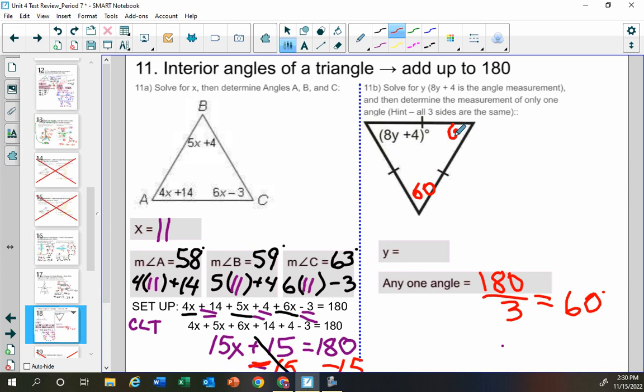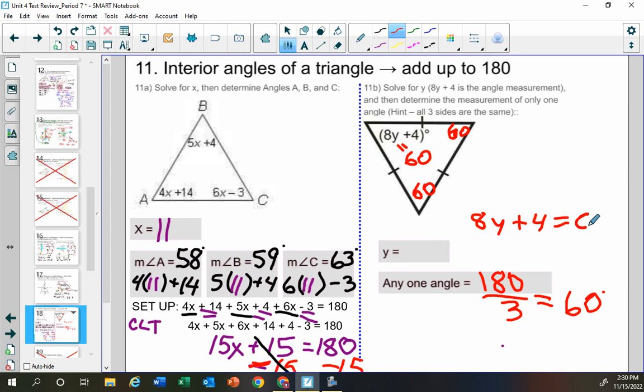So this one, it turns out, now you're not going to get this one, but I realized after a while, wait a minute, the three angles are going to be the same measurement, so 8y plus 4 is going to be the same for all three angles. Well, yeah, but there's only one number. It can only be 60.